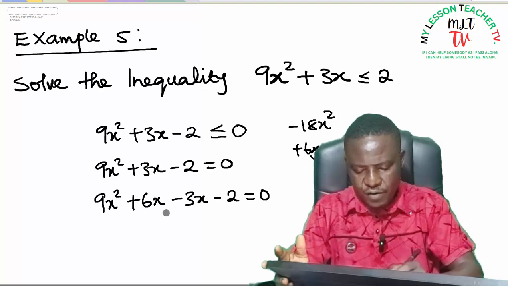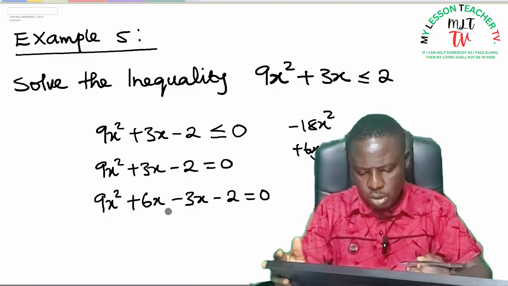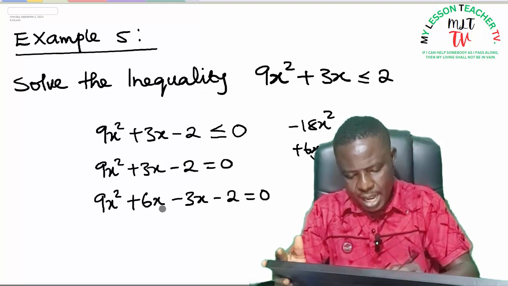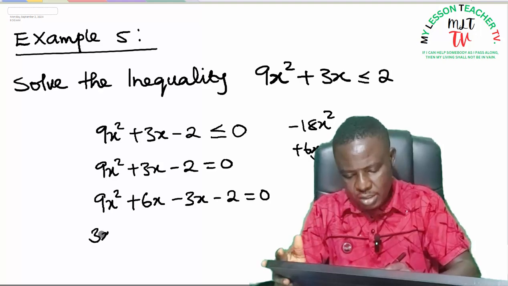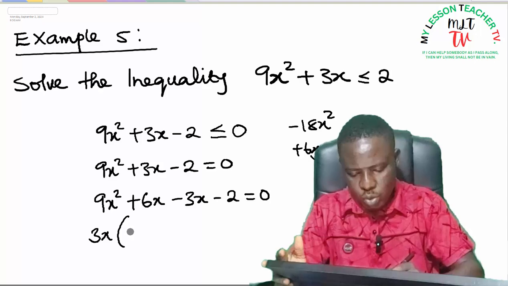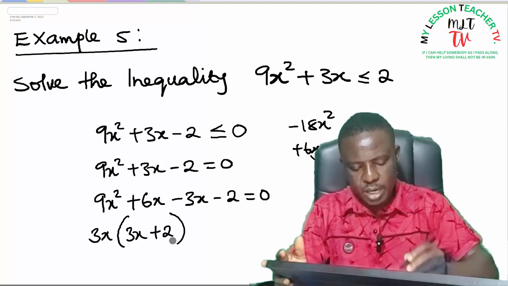So looking at the first two terms, what is common? 3 is common because 3 is a factor of 9 and 6. So 3x is common. When you factorize out 3x from 9x squared, you're left with 3x. You divide plus 6x by plus 3x, you have plus 2, close the bracket.